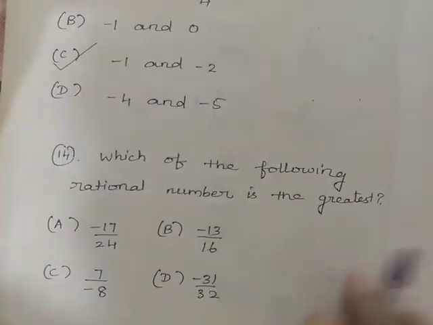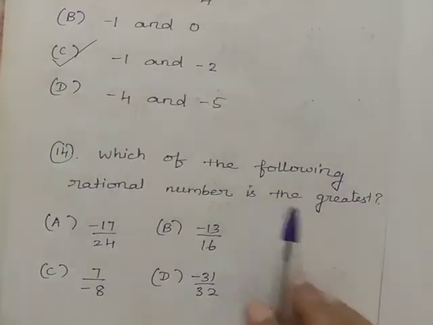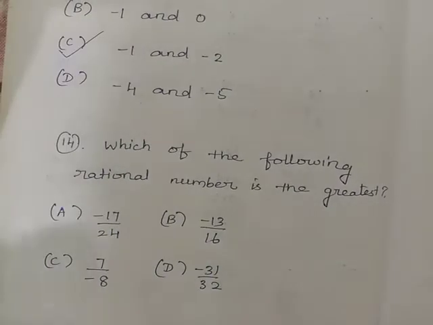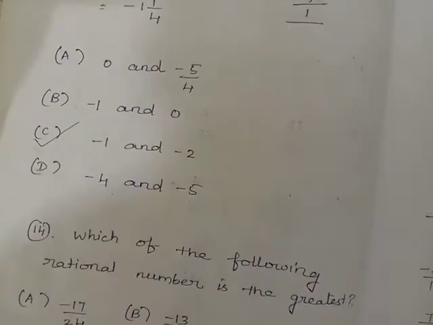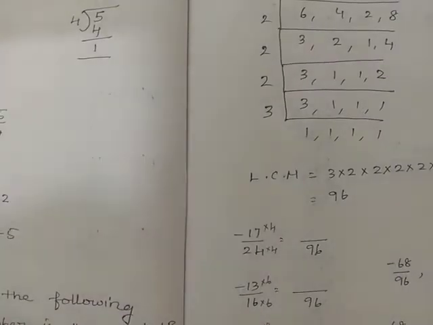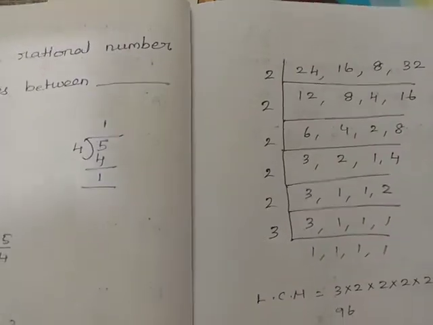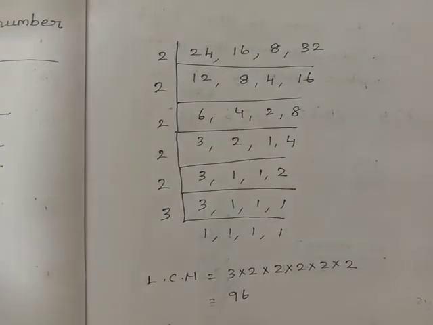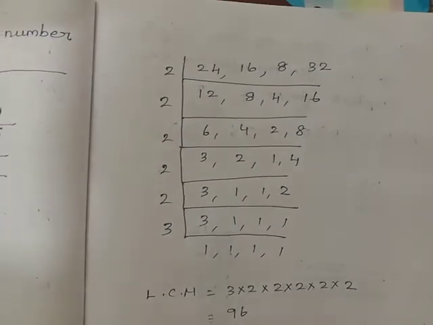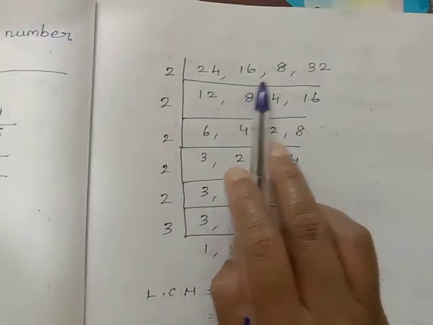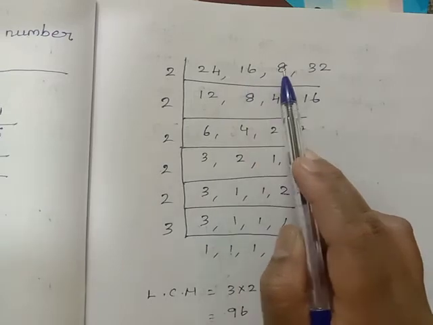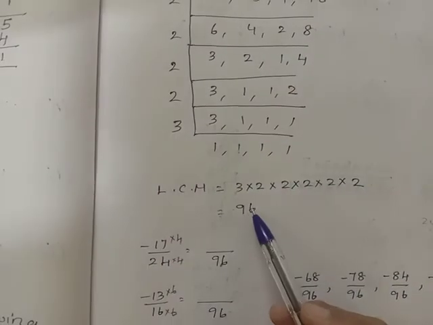Your 14th question, which of the following rational numbers is the greatest? So among the 4 numbers, we have to find which number is the greatest. To find the greatest number, we have already solved such sums in the exercise. First we'll take the LCM of all the denominators. So 24, 16, 8, 32. The LCM of 24, 16, 8, 32 is 96.